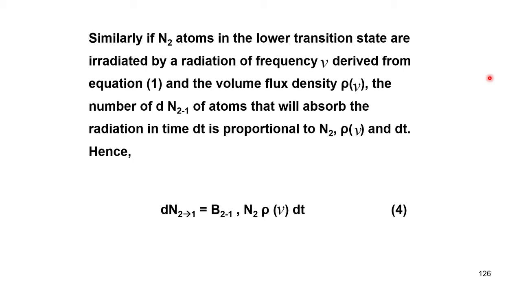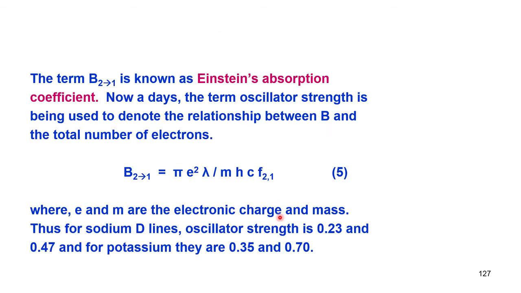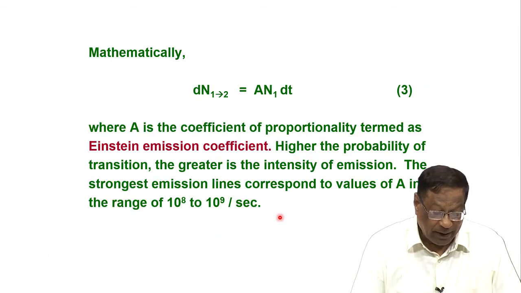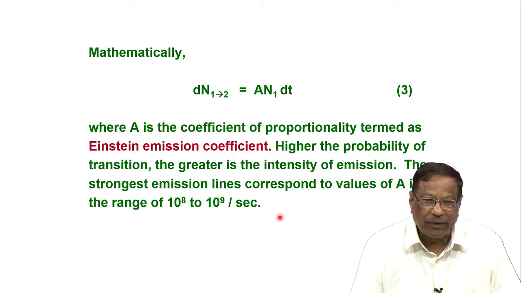So, I am going to write dN2 to 1 is equal to B2 to 1, that is another proportionality constant, times N2, the number of atoms, and rho nu, the flux. So, what do we mean by flux? The total number of atoms in a given space. Okay. So, the B2 to 1 is known as the Einstein absorption coefficient. Earlier we had written a similar expression with the emission coefficient. Okay.